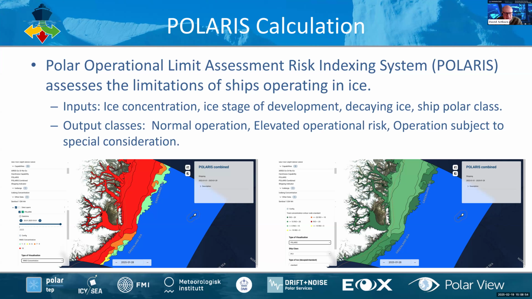operation. So down in the left corner here, you'll see an ice chart, and you'll see the Polaris calculation applied to that ice chart on the right. And depending on the polar class of the ship, it can have normal operations, will experience operational risk, which therefore means it needs to basically go slower, or it should consider not going into the area. So we'll show you some of this in the capabilities to come here.